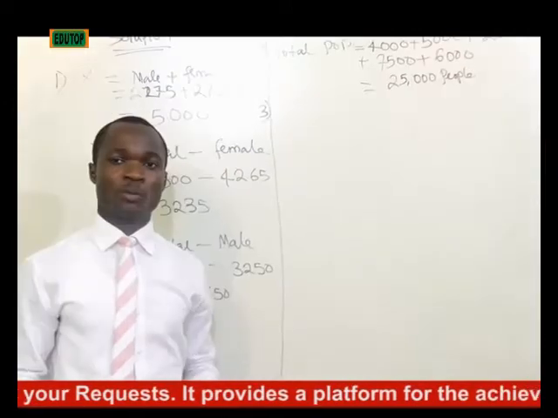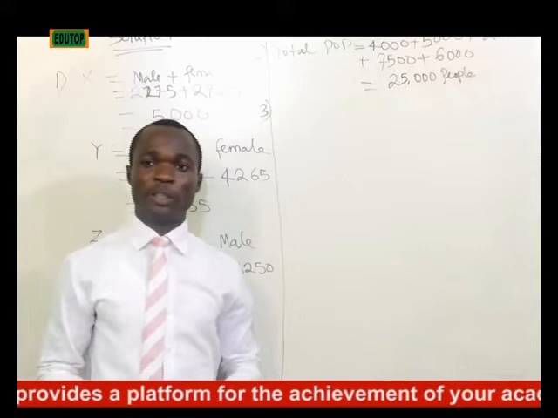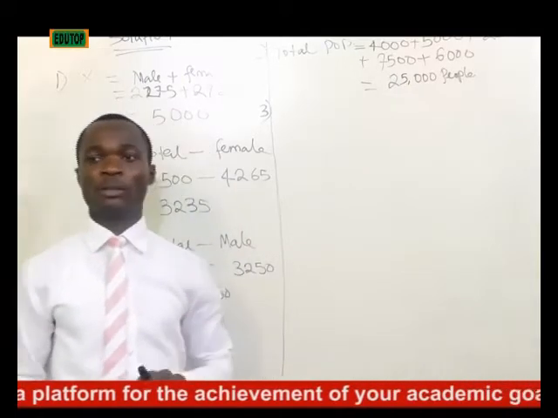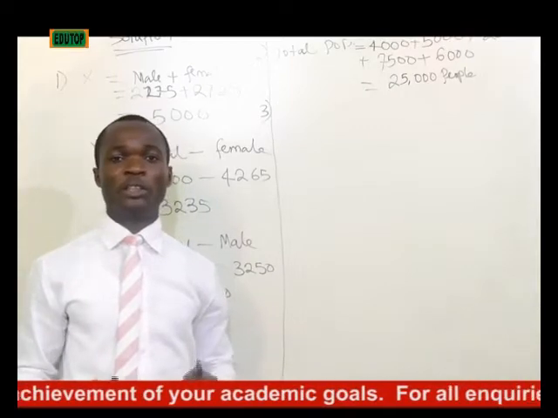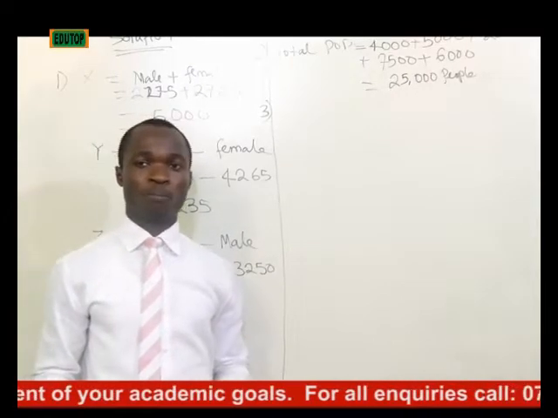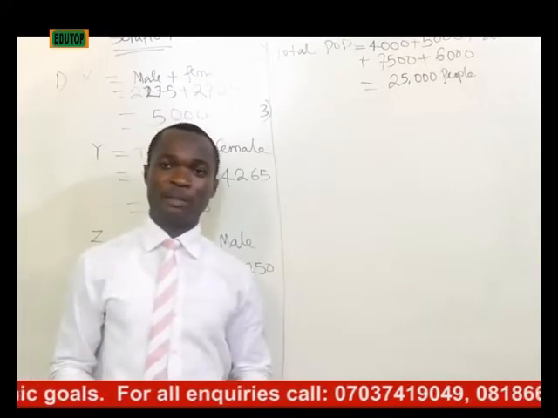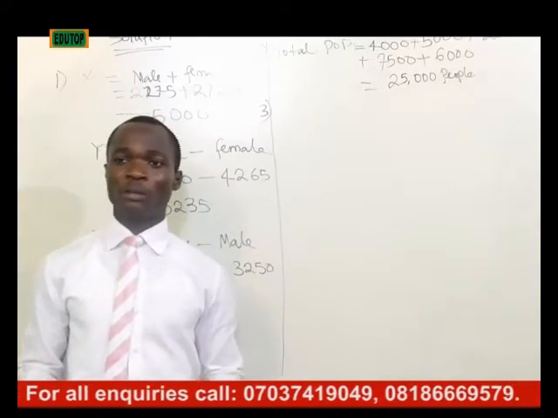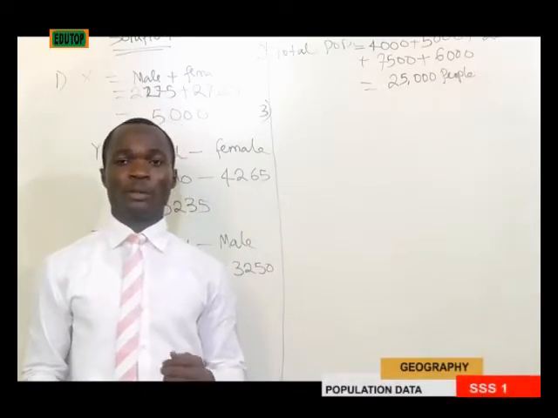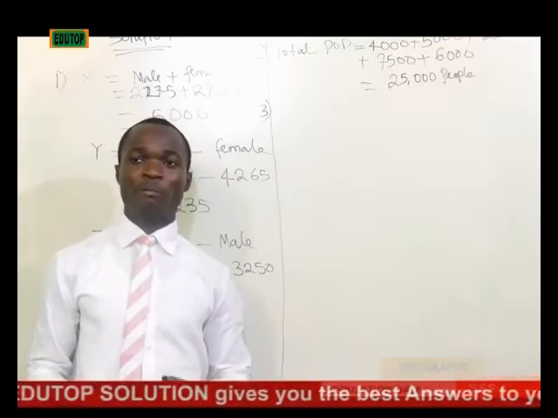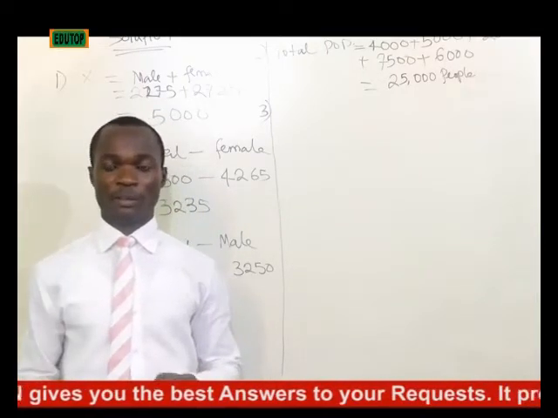9,000. Question 3 says, calculate the difference between the population of male and female that are aged 14 years and below. So to get this done, we first of all find the total population of females that are 14 years and below and that of males that are 14 years and below. And then we now find their difference.